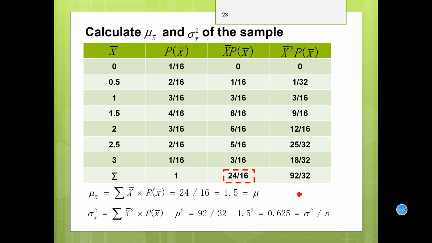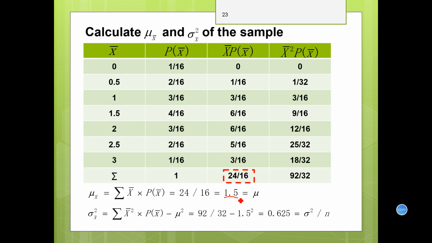And then let's try to figure out the sigma x bar square. The first thing is to figure out the mean of x bar. We use mu x bar to represent the mean of x bar, and we have mentioned that mu x bar equals mu, so the number should be 1.5. That is what we can get from the central limit theorem.